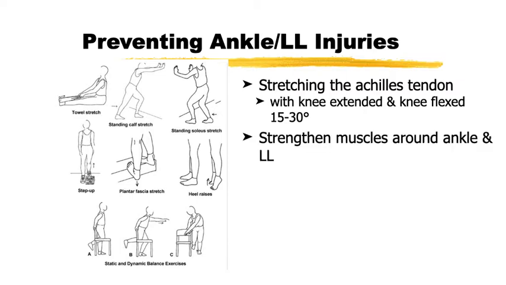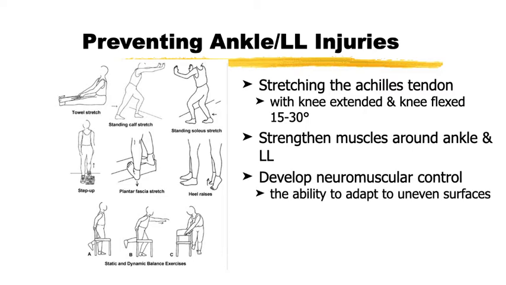Other thing we need to do is strengthen the muscles around the ankle and the lower leg. So the calf muscles and all the other muscles that we talked about in the other presentation. You need to make sure those muscles are nice and strong. Develop neuromuscular control, which is the ability to adapt to uneven surfaces. There's a whole bunch of exercises and rehab you can do on developing neuromuscular control that you can look up on Google.